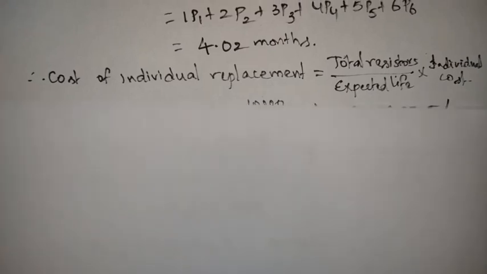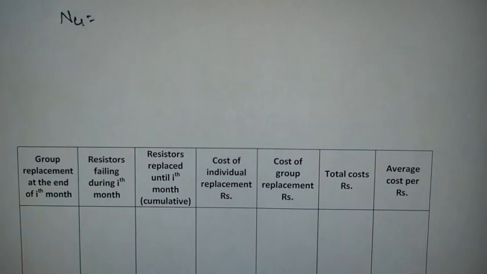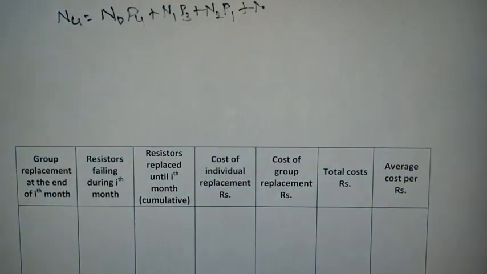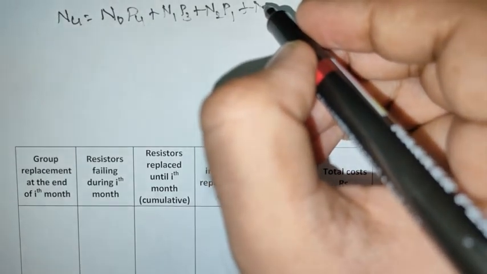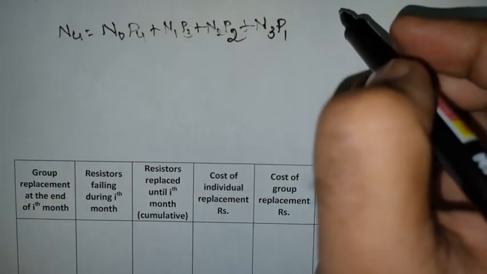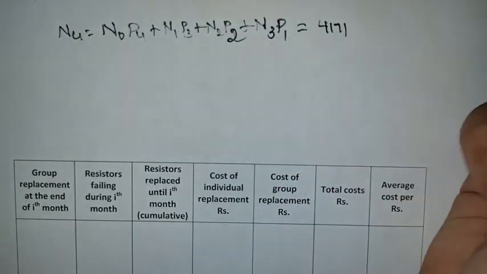So now let us calculate N4. So N4 is equals to N0 into P4 plus N1 into P3 plus N2 P2 plus N3 P1. So that equals, N4 value we will get as 4171.